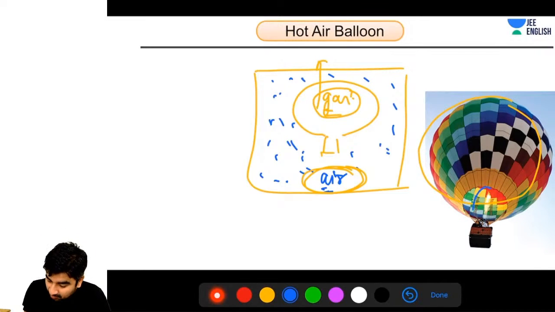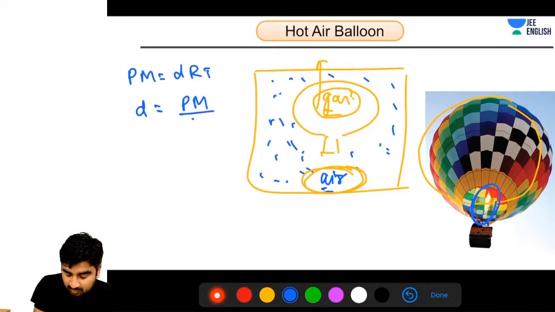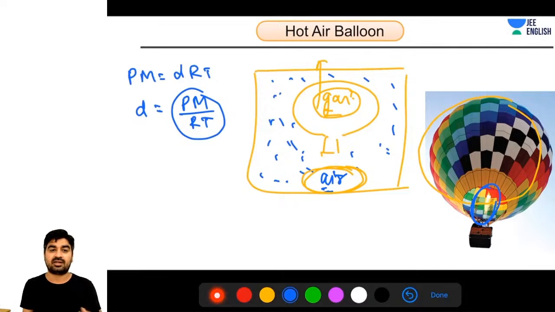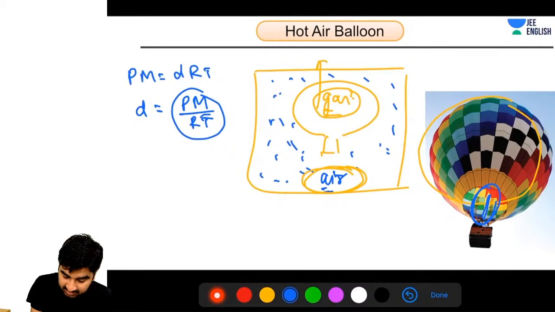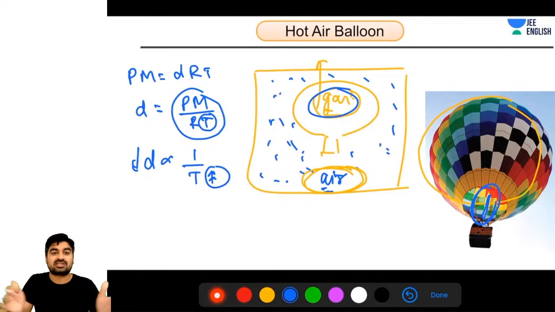So the question arises, sir, why do we need this fire? So now I told you PM is equal to dRT. So density will be equal to PM over RT. Density is equal to PM over RT. So guys, now you can do it. If you are firing it, you are increasing the temperature, and density is inversely proportional to temperature. If temperature increases, then the density of gas will decrease, and the lower the density, the more payload it can take. And this is how a balloon flies. And now you know the reason.